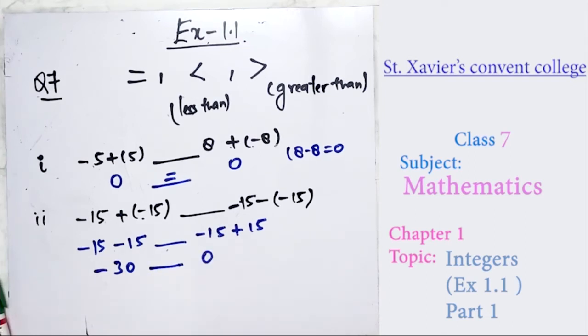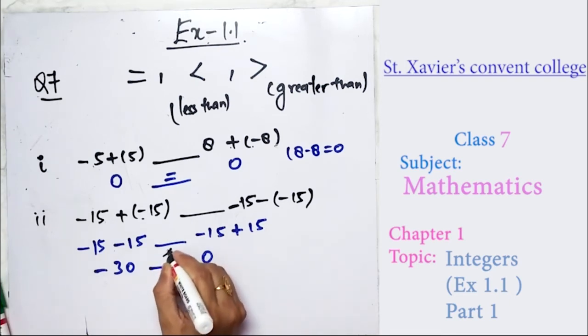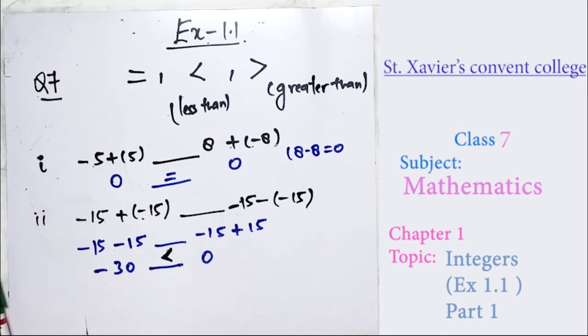So we have minus 30 here and 0. On a real number line, minus 30 is a very small number as compared to 0. So it means minus 30 is less than 0. You have to put a less than sign here.